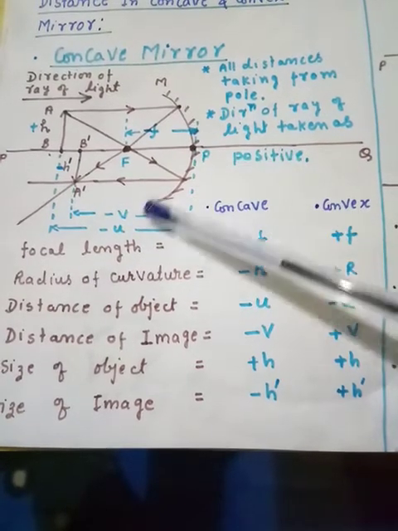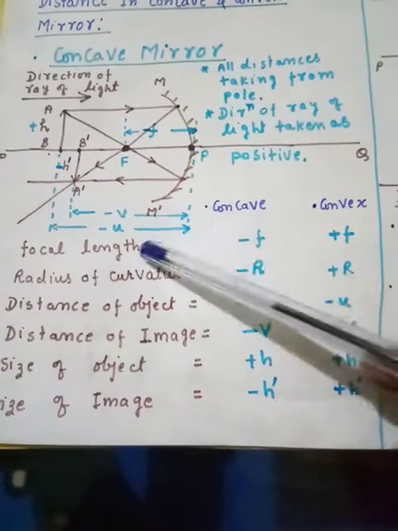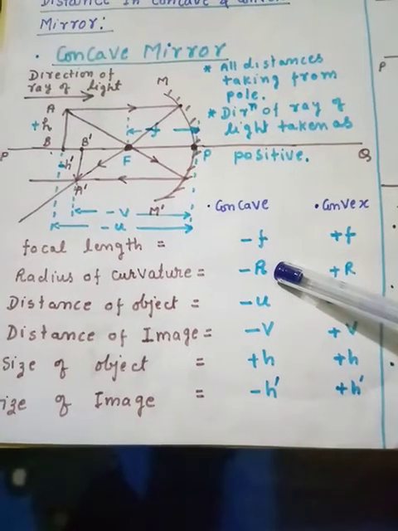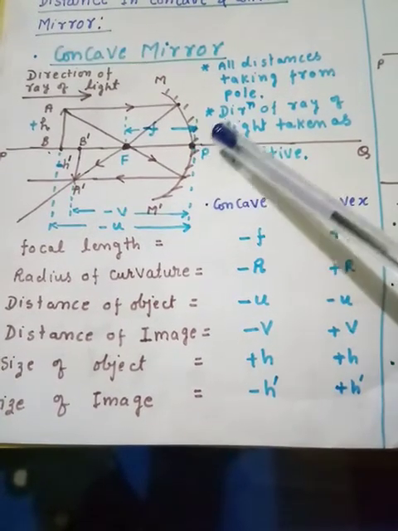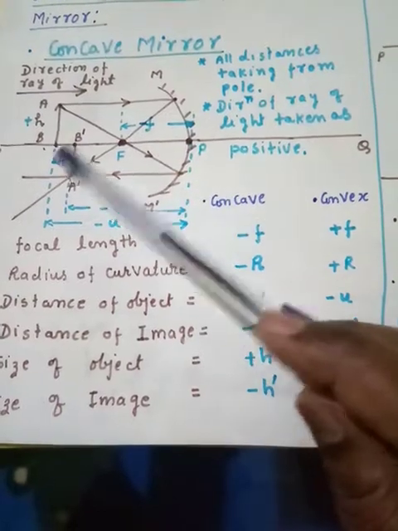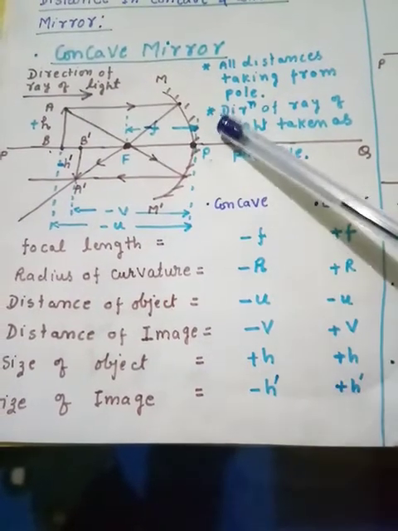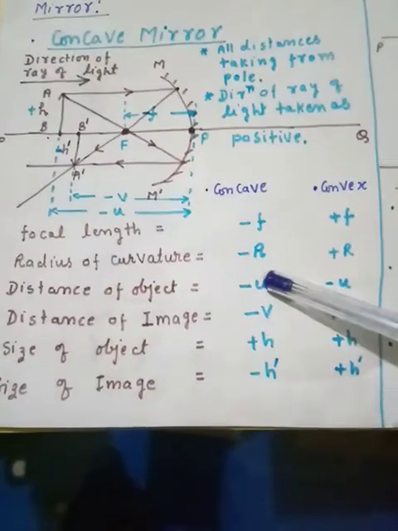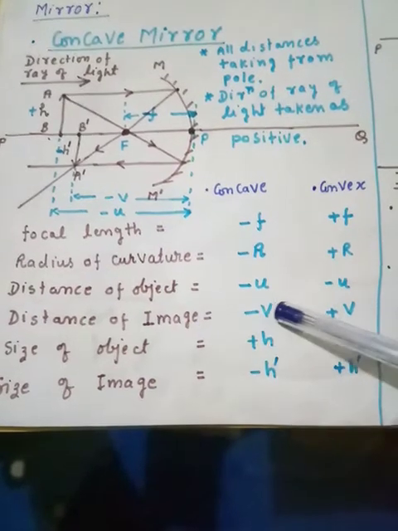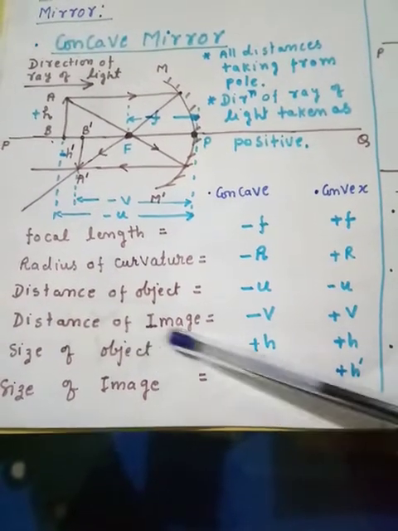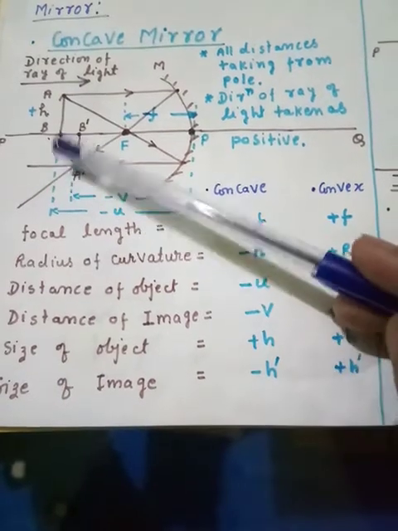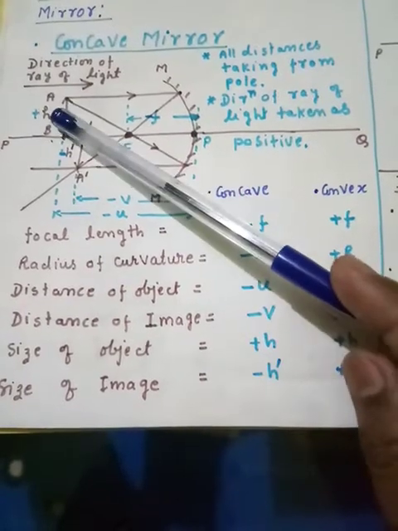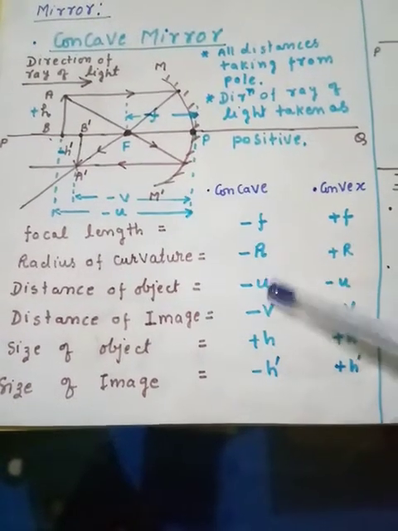So in case of a concave mirror, in this particular case, the focal length is negative, and the radius of curvature is negative, because when you measure the radius of curvature, again you go from the pole towards the left hand side, and your ray is coming from left hand side to right hand side. So the radius of curvature will also be negative. Now distance of object is negative, distance of image is negative. Now size of object we measure on the y-axis. Because you are going upward on the y-axis, upward we take as positive. So we take it as plus h.